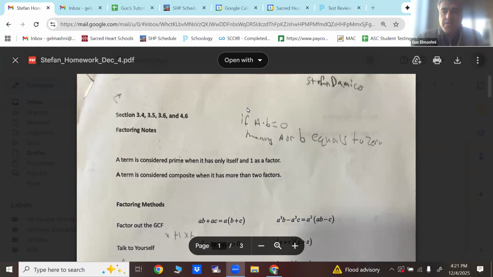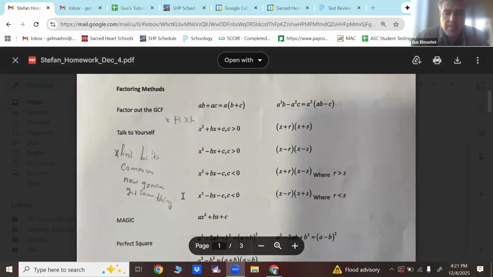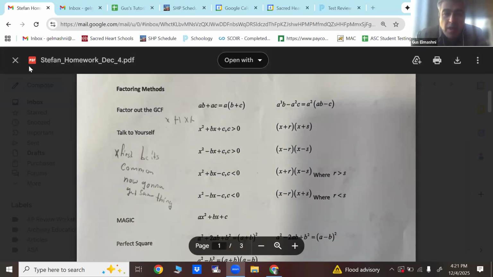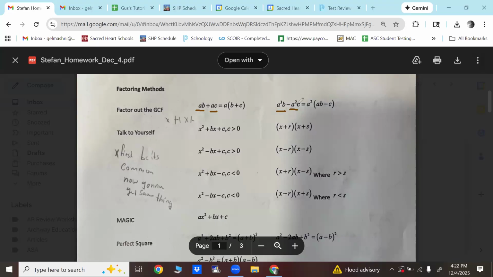Okay. So there are some techniques for factoring. One technique is just to find what's common among all the things being added and subtracted. Like say AB plus AC, put A as common so we can pull it out. Or here, A squared is common because A squared is a factor of A cubed. And of course, anything is a factor of itself.